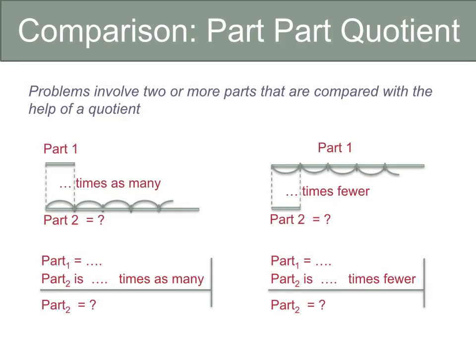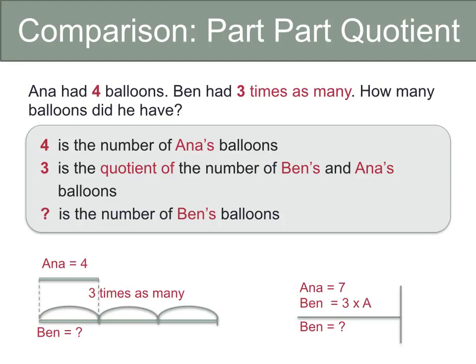Values can be compared not only using difference, but also using a quotient. If the problems involve 2 or more parts, which are compared using quotient, we call them part-quotient problems. This group of problems can require division or multiplication and involves only one type of unit. In this problem, the students need to find one of the parts, and this part is 3 times as big as the other.